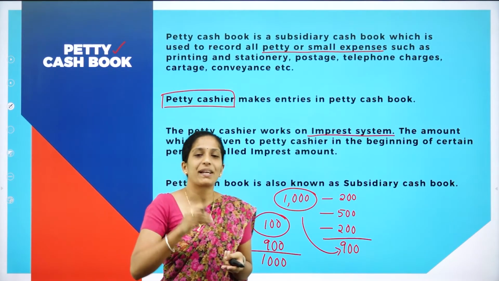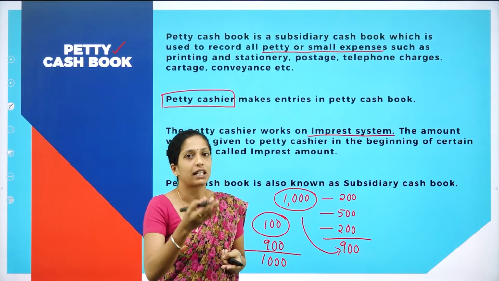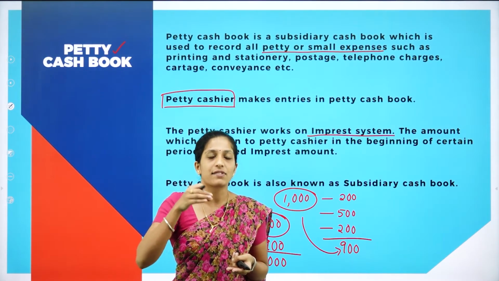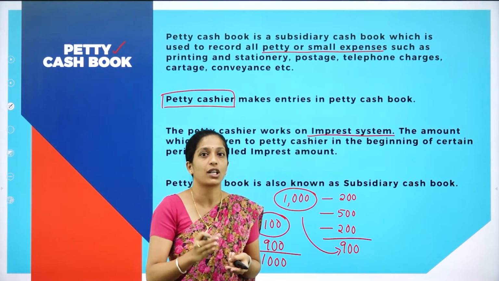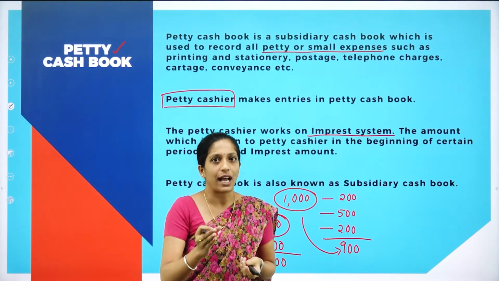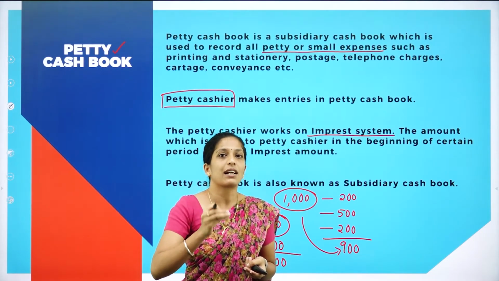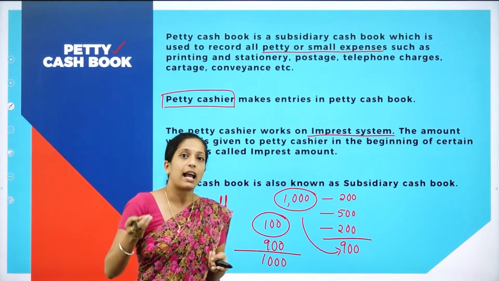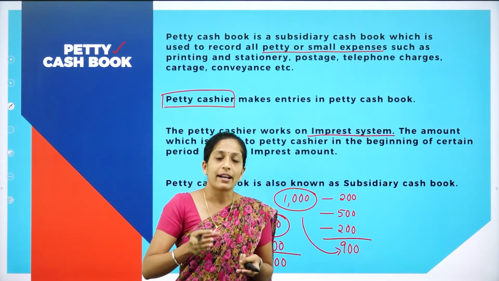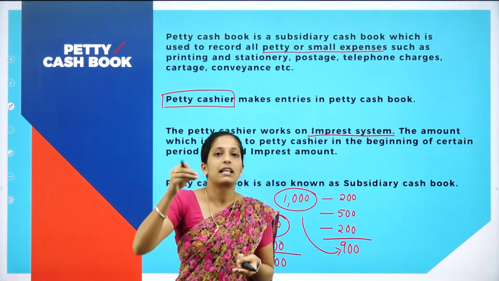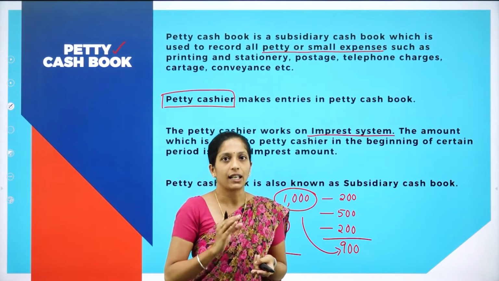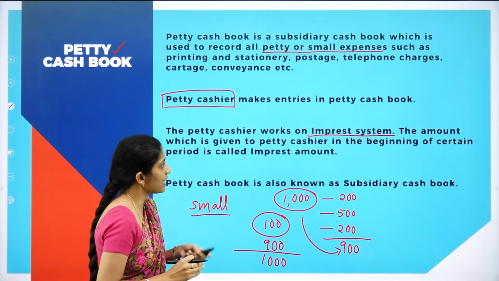As I told, in the beginning of a particular month or particular week or any particular period, the main cashier will give a certain amount in the hands of the petty cashier, which is known as imprest amount. And the petty cashier has to see that all these expenses will be incurred from this imprest amount, and at the end of the month he should give the balance amount, and along with that the main cashier will reimburse the expenses which have been spent by the petty cashier. So this is known as imprest system.